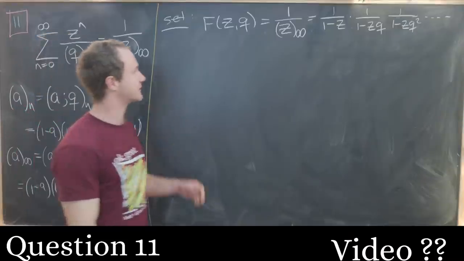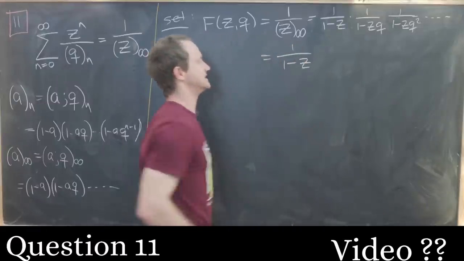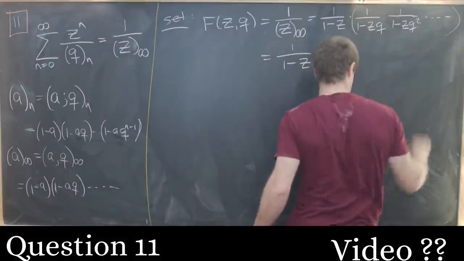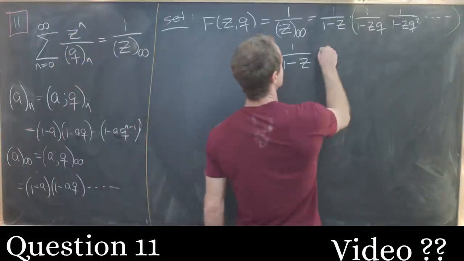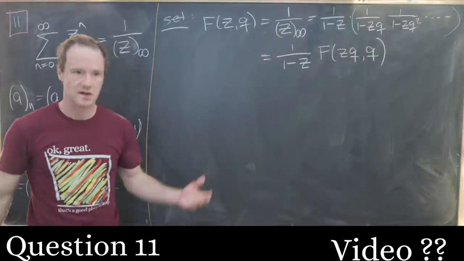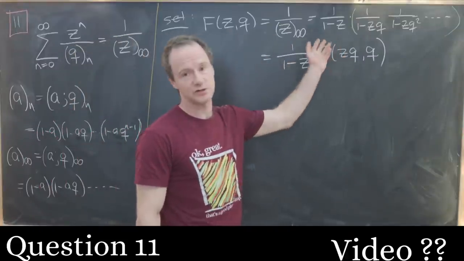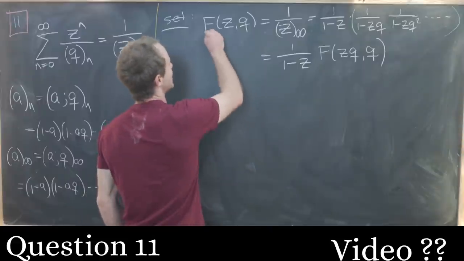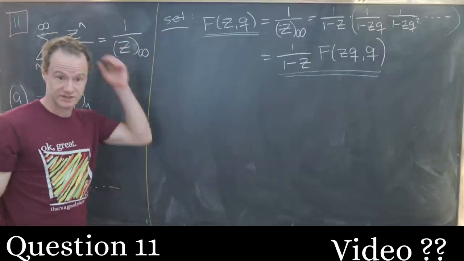What I want to do from here is factor the 1 over (1 - z) term out, and notice that what is left over is our original function where z has been replaced with zq. So this is f(zq, q). Instead of starting from 1 - z, you start with 1 - zq, and then you just multiply by q each time. That doesn't really change anything. You want to think about this as some sort of recursion identity on the function, a functional equation.